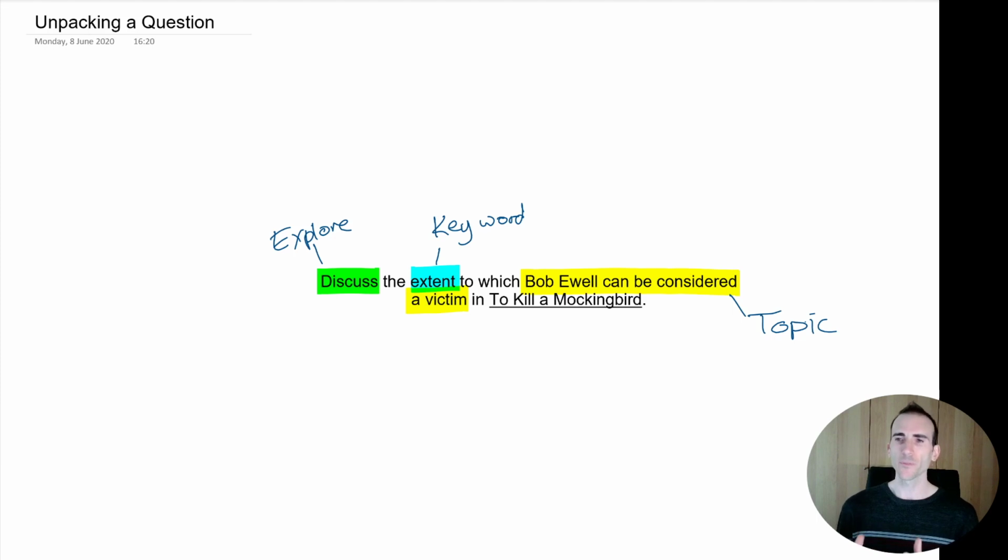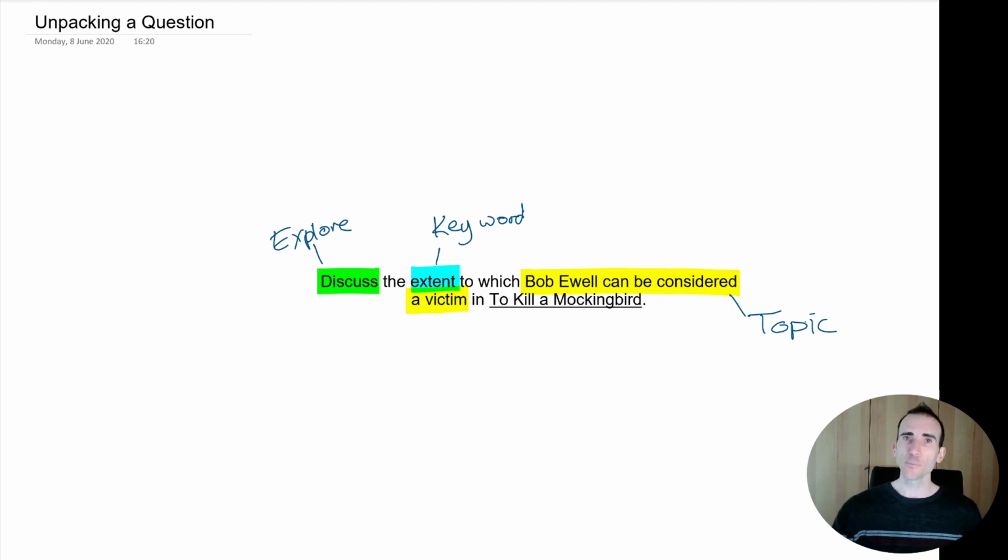You could say it's part of the topic, but this word is so important. And it's likely that the question that you look at will have a keyword as well. This is the word that you need to really unlock to help you explore the topic better. So extent means how much, right? So to what extent can Bob Ewell be considered a victim?